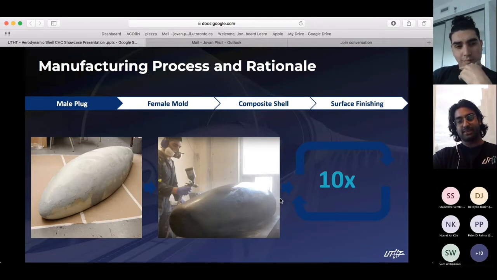Basically trying to get the pod as smooth as possible, the curvature as nice as possible, so when we do our other steps, everything shows up well. So our next step is the female mold. We're basically just finishing up the male mold right now.